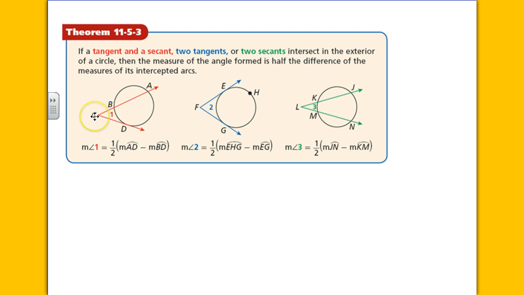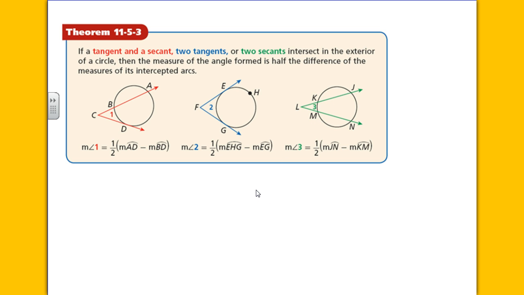So we are not going to add these arcs. When you have an exterior vertex, rather than adding the measure of the arcs and dividing by 2, instead we subtract the measure of the arcs and divide by 2. We take the larger arc, subtract the smaller, and then multiply by half. Again, over here we would take the larger arc, EHG, major arc, and we would subtract the minor, EG, and divide by 2 to get this exterior angle. And over here we would take the arc JN, subtract arc KM, and divide by 2, or multiply by 1/2.